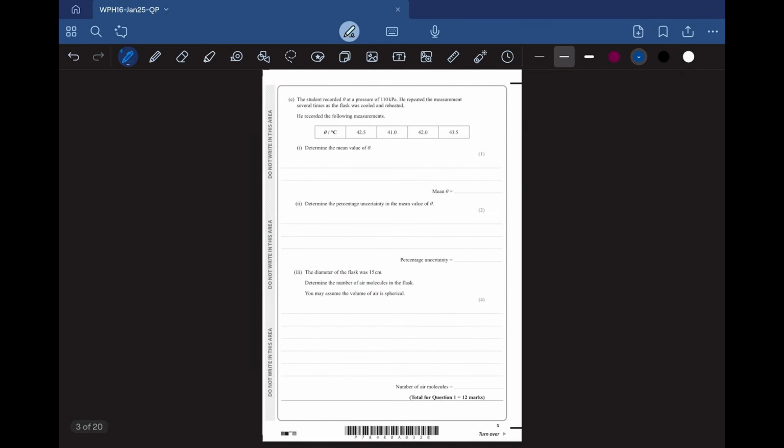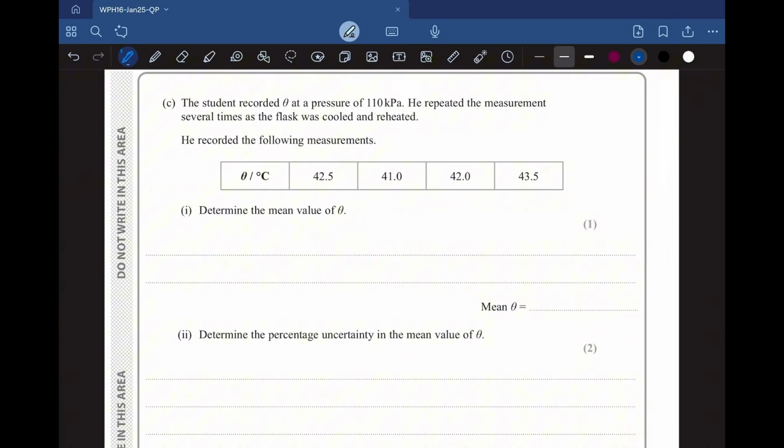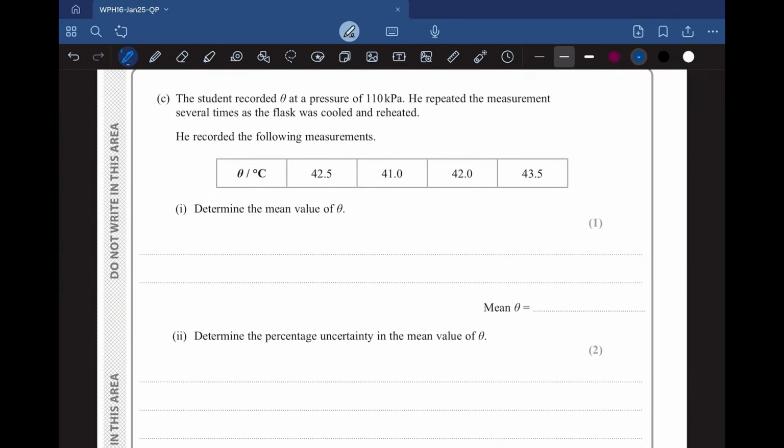Now moving on to this question, part C. It says the student recorded theta, or the temperature, at a pressure of 110 kilopascal. He repeated the measurements several times as the flask was cooled and reheated. Determine the mean value of theta.